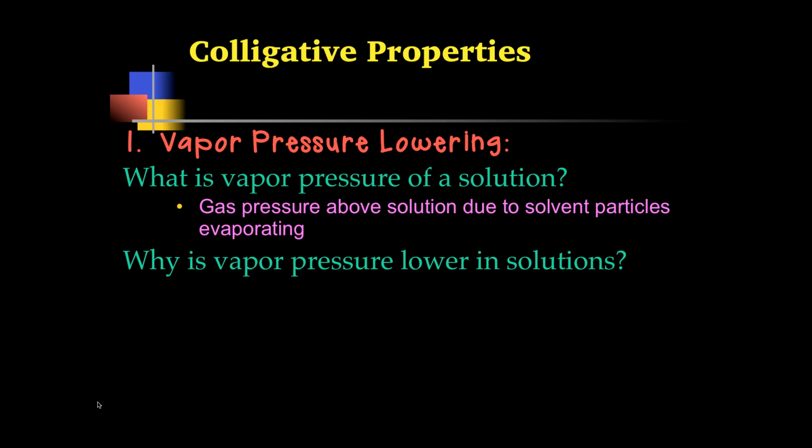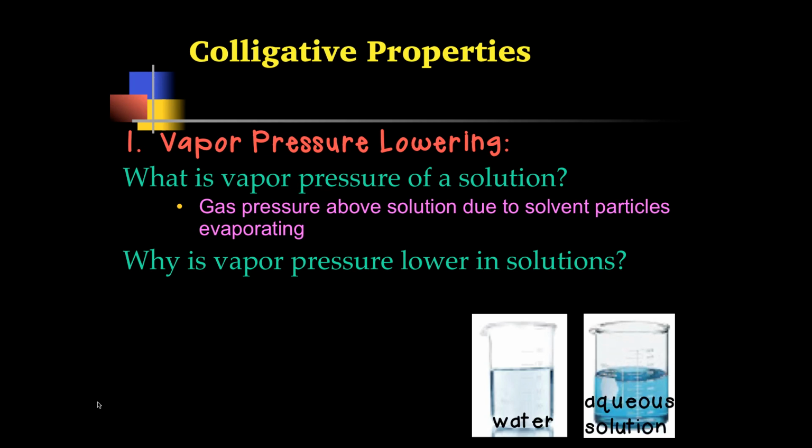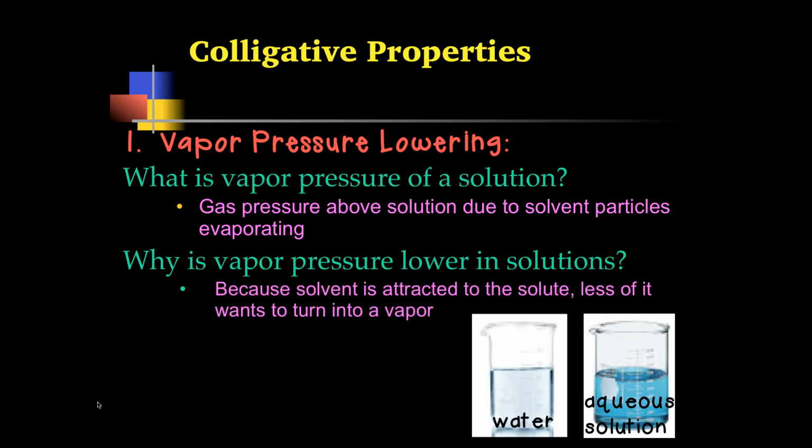Well, why is that? Remember that the solvent particles have to be able to evaporate. But if they are in a solution, that means that they are interacting with the solute particles. And the reason the solute was able to dissolve is because they were attracted to each other. So if you have pure solvent, the water is just attracted to all the other water particles, and it will leave when it has enough energy. But if you have an aqueous solution, the water is attracted now to each other, but also to whatever that solute is. And if the solvent is attracted to the solute, which we know it is because otherwise the solute would not have dissolved, that means that less of the solvent wants to leave.